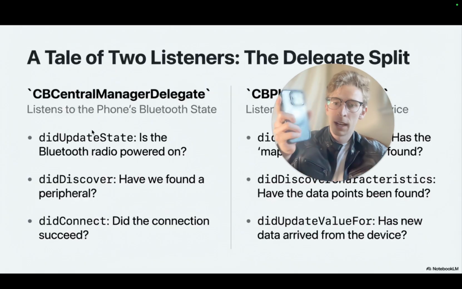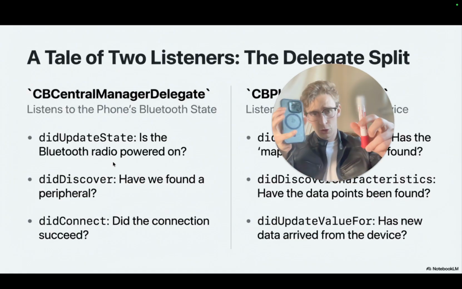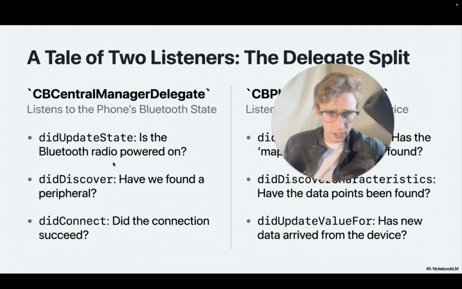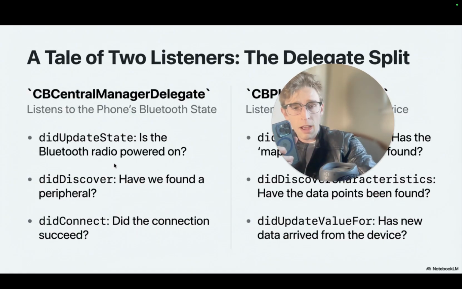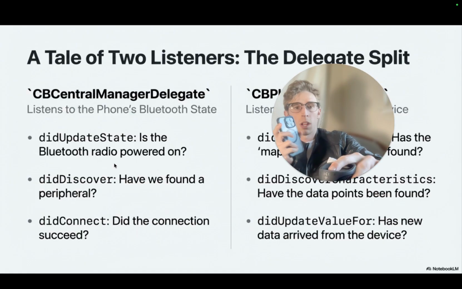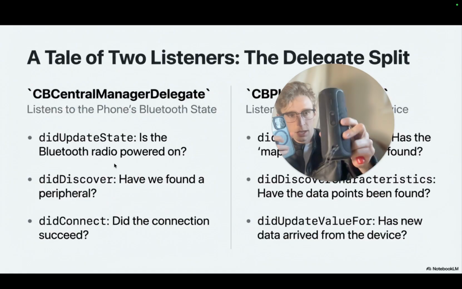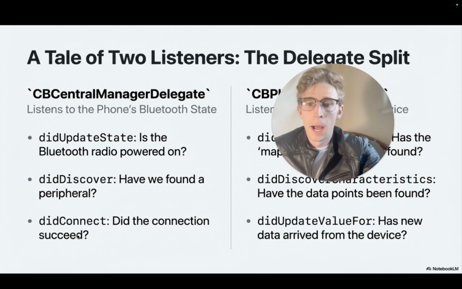That's its state. Did discover, have we found a peripheral? So this is going to track, have we discovered this peripheral? I've got, this is like a Bluetooth speaker. Have we found this peripheral? This did discover delegate is going to get executed whenever some device gets discovered. Did connect.